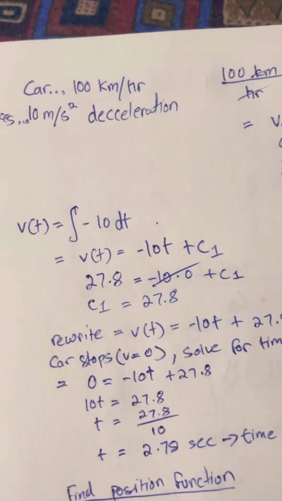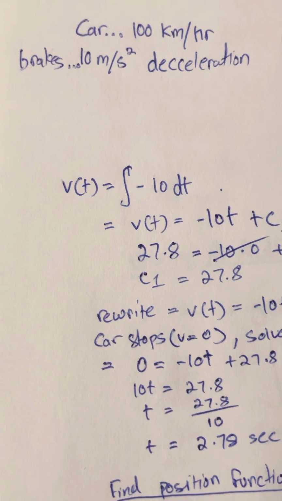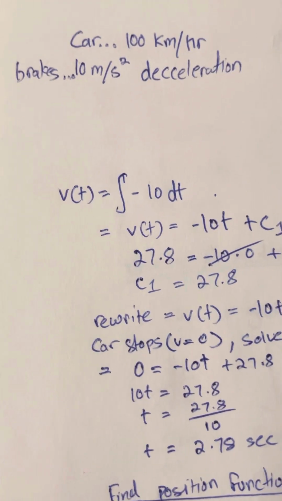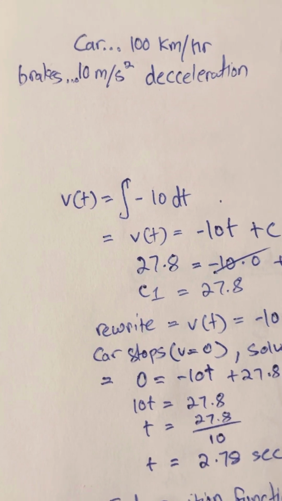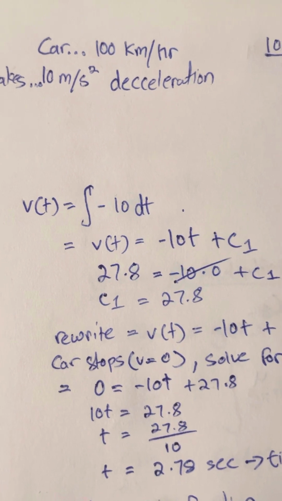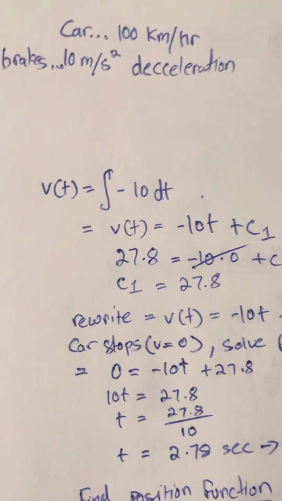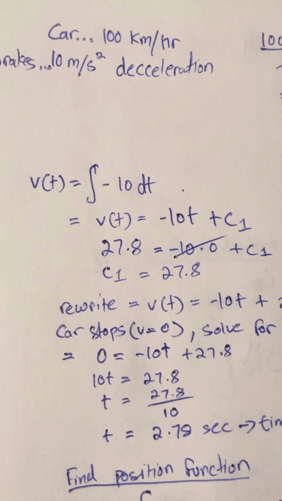We see in this video, this is another video regarding differential equations and relating to velocity and acceleration. So in this example, we have a car that's going at 100 kilometers per hour, and then it decelerates suddenly, it brakes, and it decelerates at 10 meters per second squared. That's the deceleration.